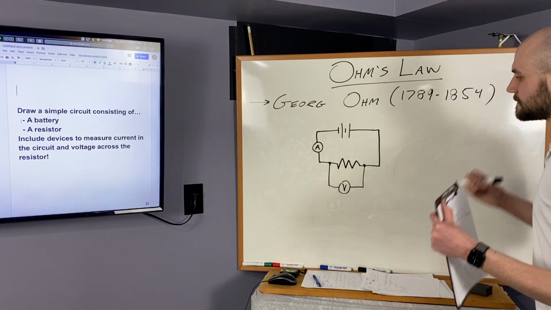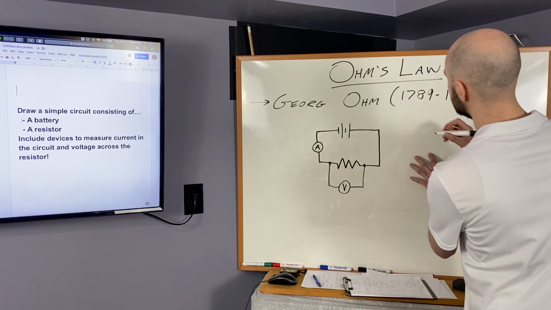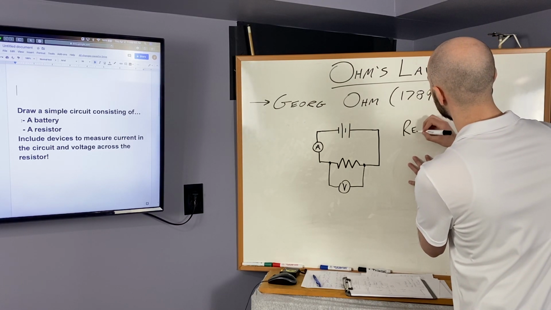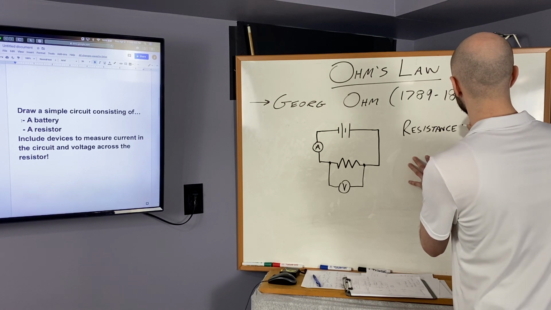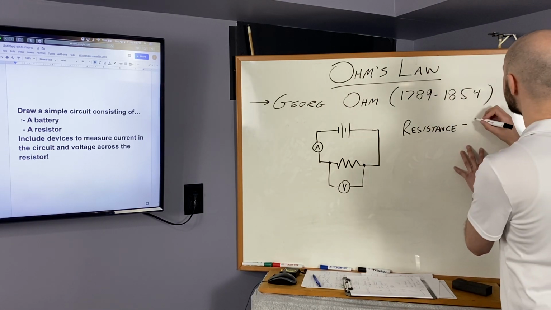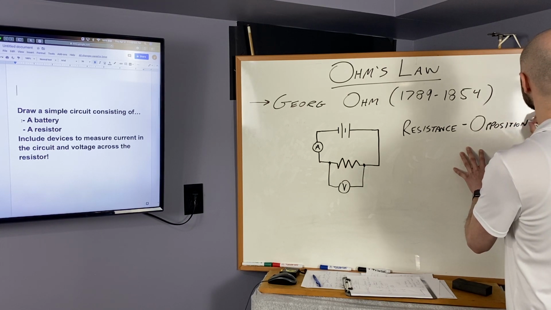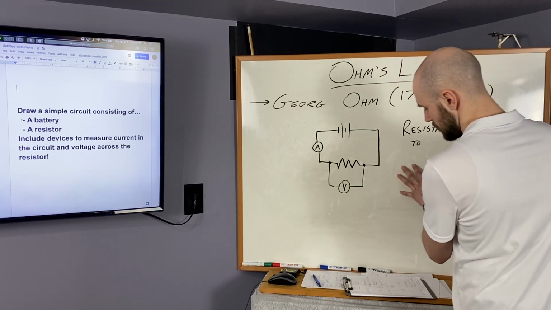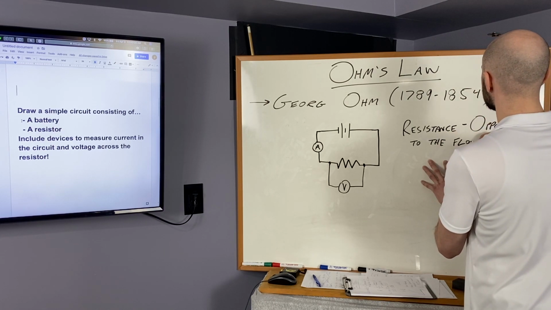Let's officially define what electrical resistance is. Resistance is the opposition to the flow of current.